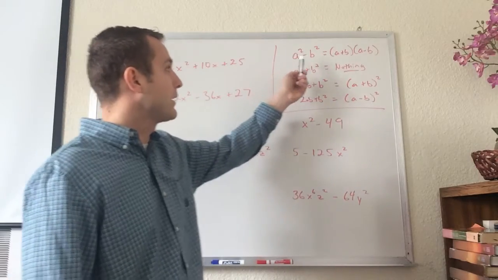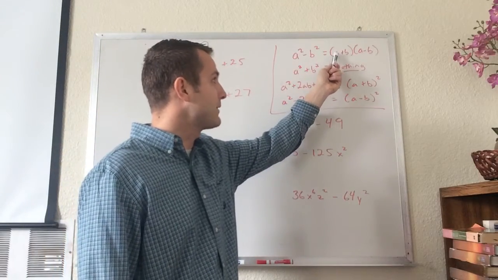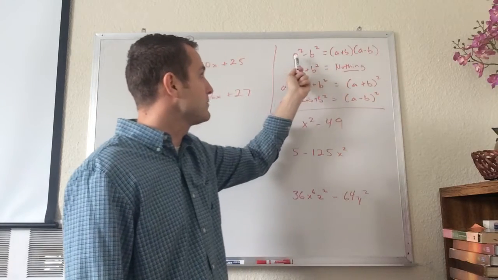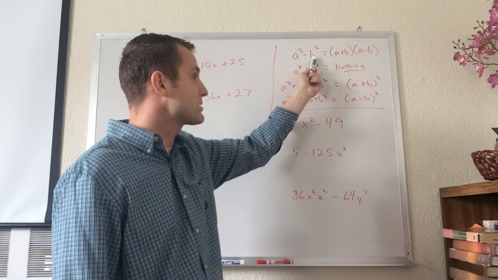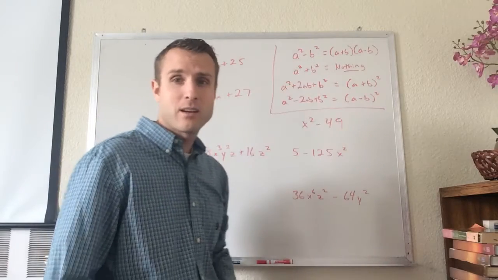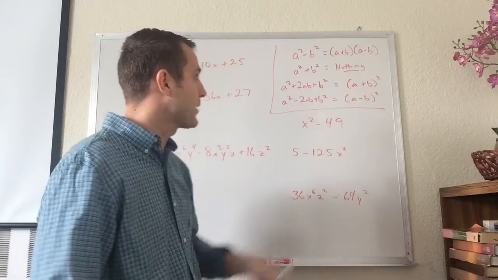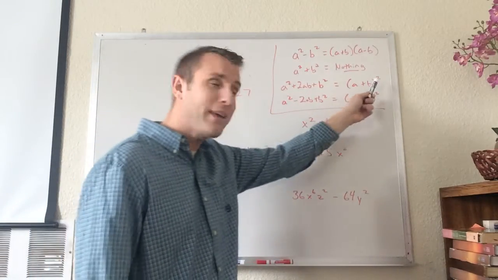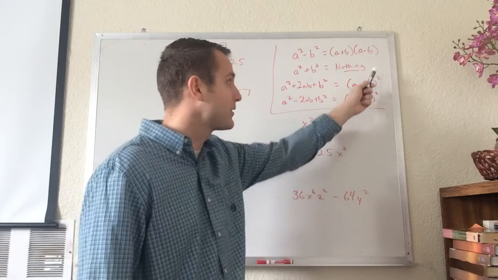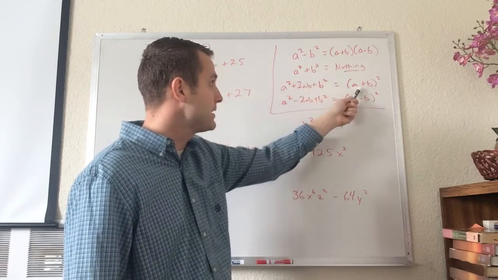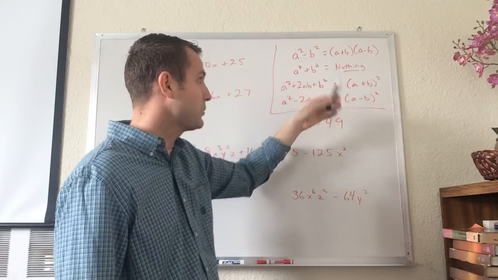So remember, we have what we call conjugates. When I have a plus b times a minus b, that's going to give me a squared minus b squared. If I have a squared plus b squared, I can't factor that. So anytime you have something squared plus something else squared, you can't factor that. If I have in parentheses a plus b, and the whole thing is being squared, remember this is different than this. This is going to equal this. This is not going to equal anything.